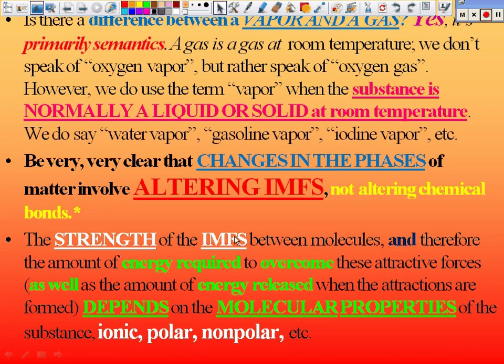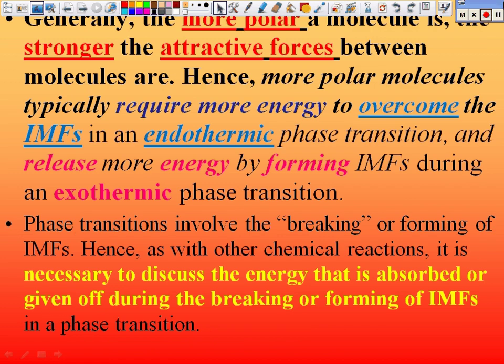I understand. Generally, the more polar the molecule is, the stronger the attractive force. Now, of the three IMFs, which one has the strongest polar force? Hydrogen bonding. So that's why water's boiling point, that's why water's melting point is so extremely high. Hence, more polar molecules typically require more energy to overcome IMFs, and that is an endothermic type of thing. So phase transitions involve the breaking or forming of IMFs. Hence, as with all other chemical reactions, it is necessary to discuss the energy that is absorbed or given off during the breaking or forming of IMFs.